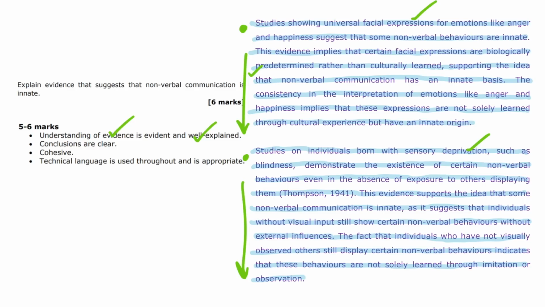The technical language used is appropriate and contributes to a clear understanding of the concepts. Terms like biologically predetermined, culturally learned, and sensory deprivation provide the specific detail that's needed in the discussion, enhancing the overall precision of the response. The examples provided, such as interpretation of emotions like anger and happiness, add depth to the explanation, making the argument much more concrete.